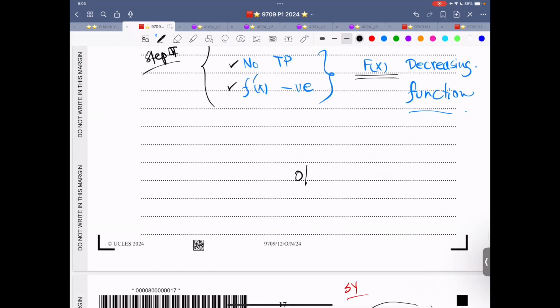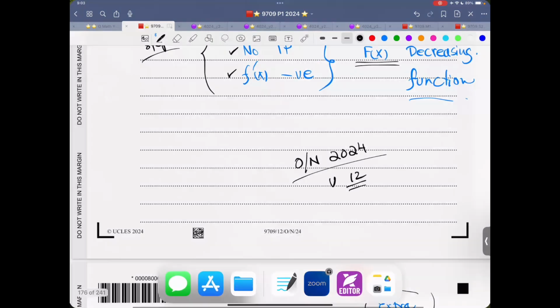So that's how we have completed this paper, October-November 2024, variant 1-2, which was one tough paper. Stay tuned for more content.